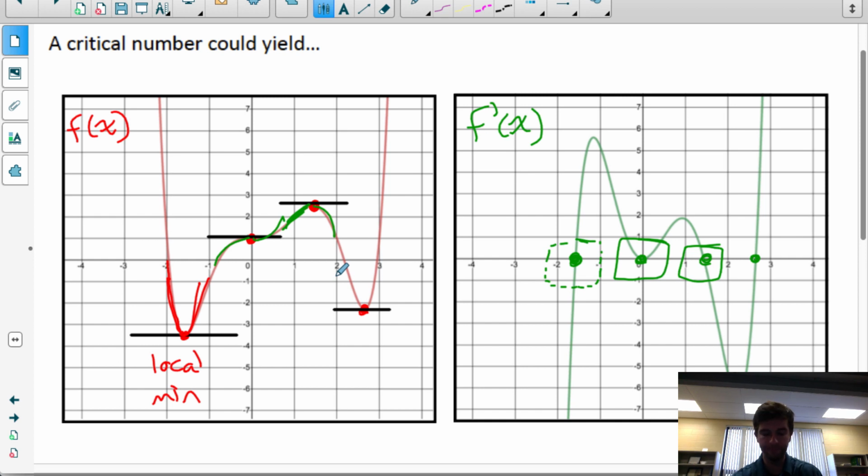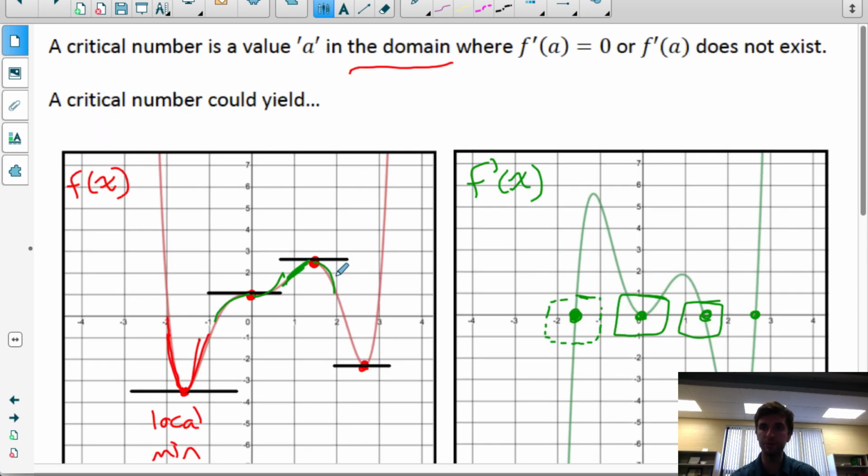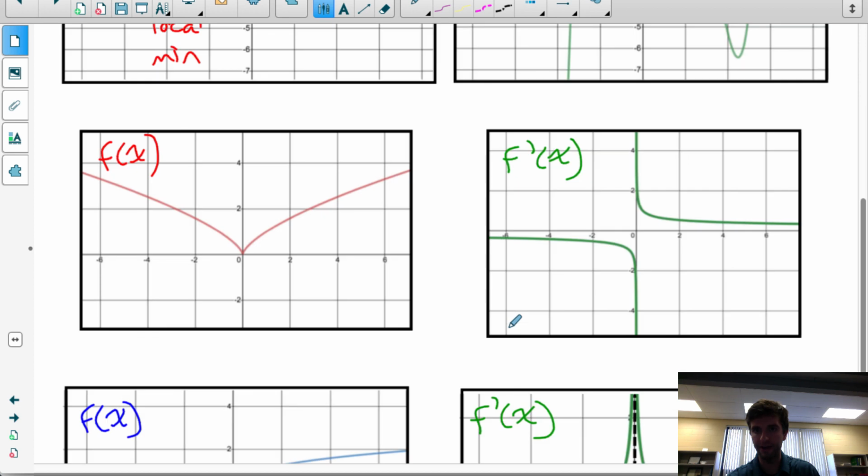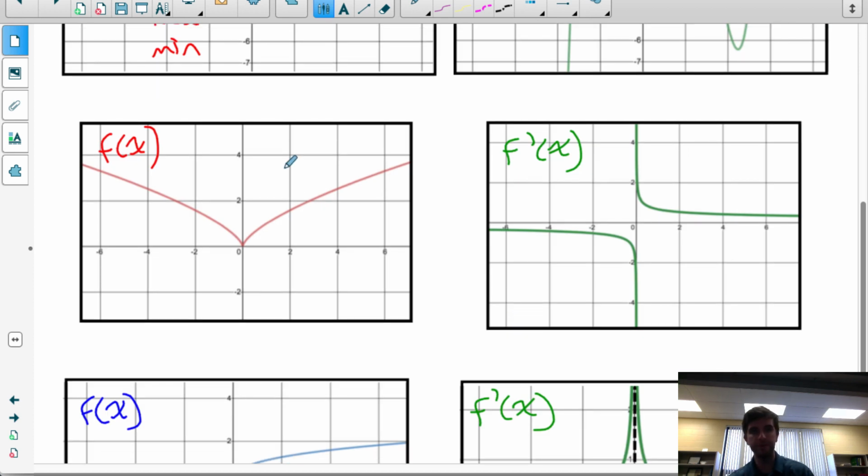Remember, a critical number is a number that makes the derivative equal to 0 or makes the derivative not exist. I haven't talked about this yet, but I'll quickly show you an example of what I mean by that below here. So here's a function that has a cusp. If we look at its derivative at x equals 0, notice the derivative doesn't even exist. There's a vertical asymptote there. So we would consider that a critical number, and that may result in a local max or min on the original function. And in fact, it does. There's a local min right here.